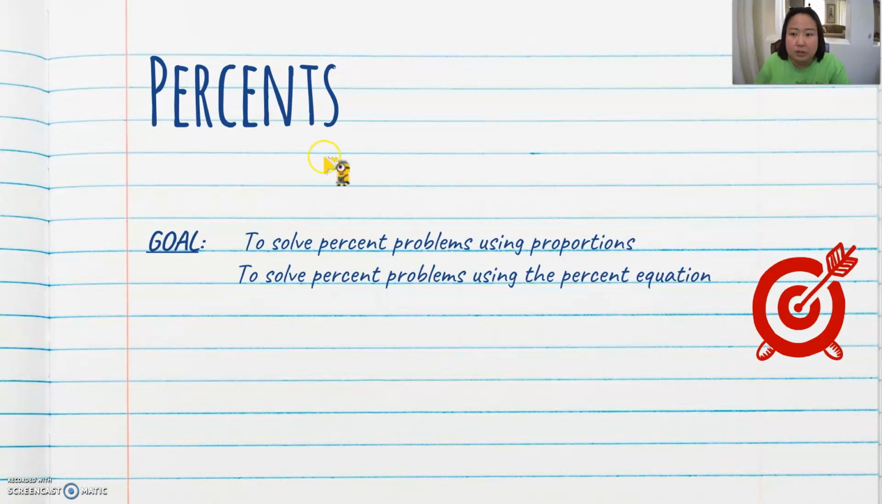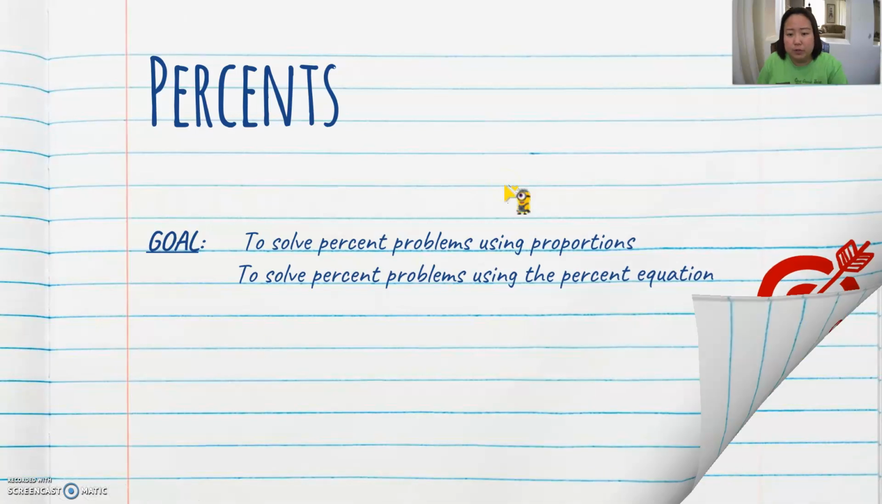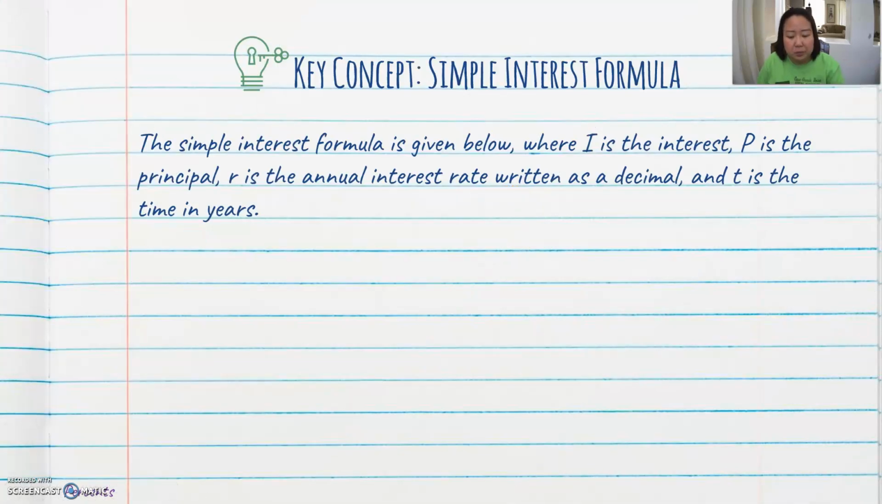All right, so the last part of our discussion is the usual application of percents. This is where you will usually see percent application, and that is what we call simple interest. The simple interest formula is given below, which is I equals PRT. I is the interest, P is the principal, R is the annual interest rate, and it's always written as a decimal, and T is the time, and it's always in years.